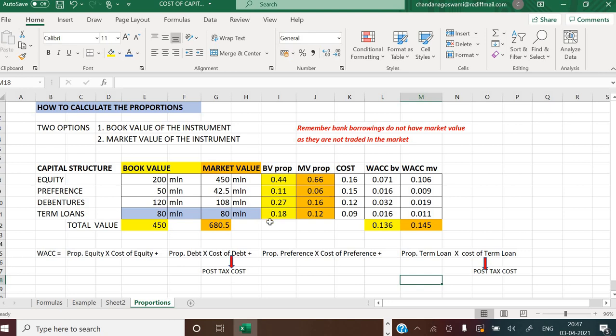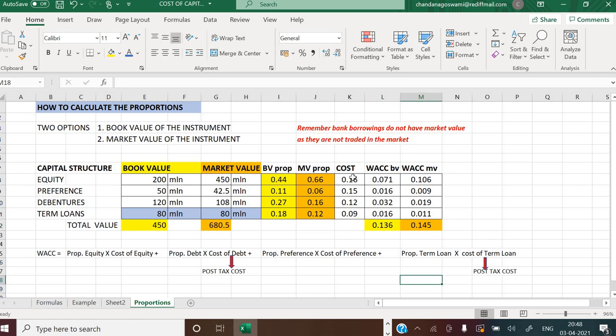Similarly, I can do for market value. So for equity, market value is 450. What is the total? It is 680.5. So if I divide 450 by 680.5, I get the answer 0.66. Similarly, suppose 80. 80 divided by 680.5 is going to become 0.12. So in this manner, we will calculate the market value proportions. Cost we will calculate as I have explained in the earlier part of the video.